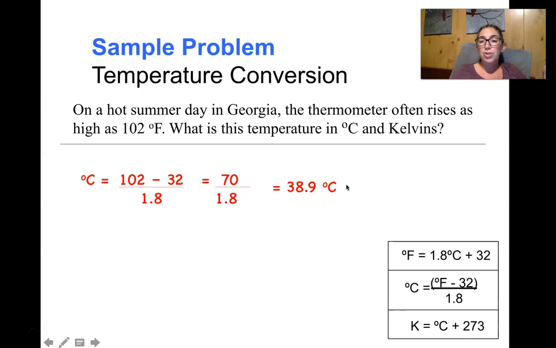Now that we know the temperature in Celsius, we can use the last equation to figure out the temperature in Kelvin. It's simply going to be our temperature in Celsius, 38.9, plus 273, which equals 311.9 kelvins. Notice that kelvins don't use a degree symbol. We don't say Kelvin degrees. We just say kelvins.